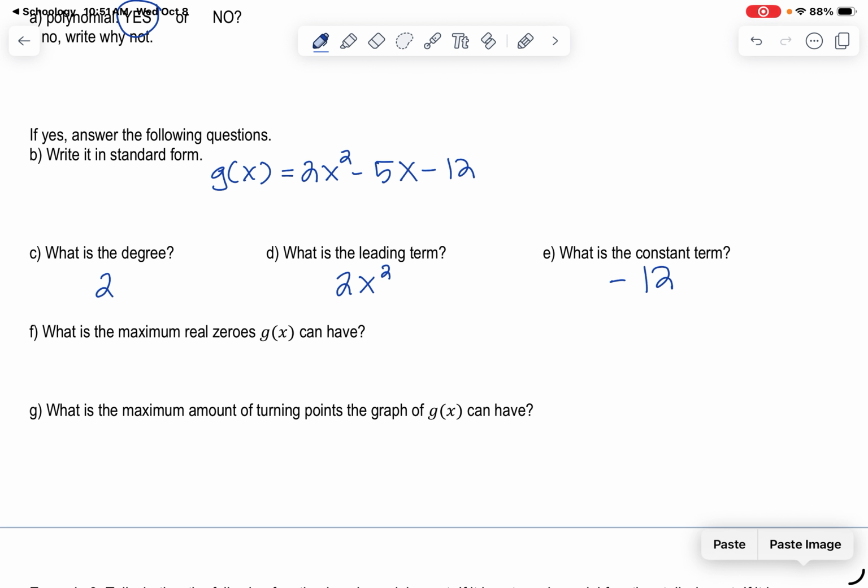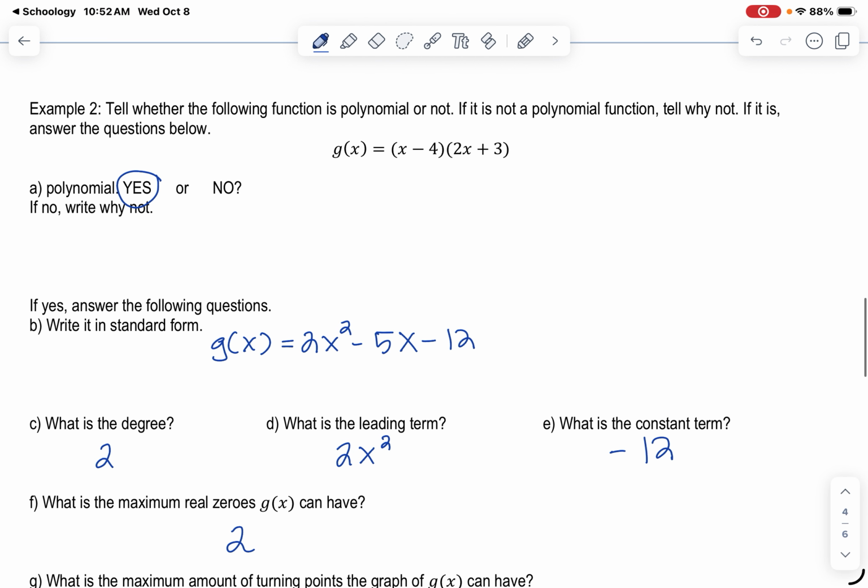The maximum number of real zeros that you can have is the same as the degree, and the number of turning points is at most 1 less than that. One thing I do want to point out is that we could not get the degree when it's written in factored form or intercept form, okay? We do have to have it in standard form so that we can see the degree. Or you can say, all right, I'm going to multiply my first terms to see what my first term is. x times 2x is 2x squared. Now you have your first term, and you can see your degree and your leading coefficient.